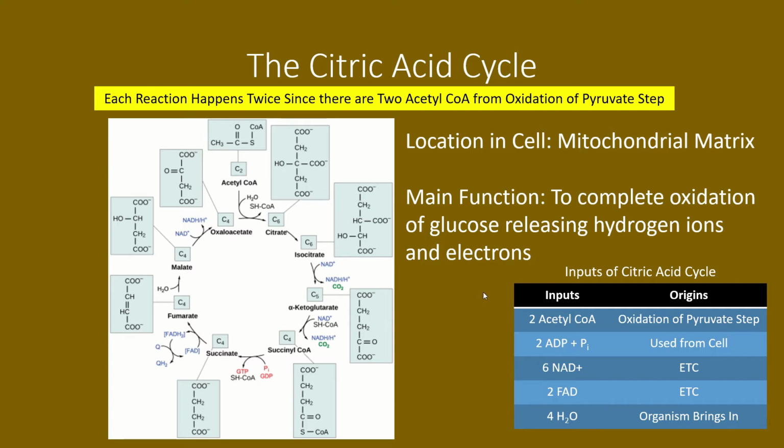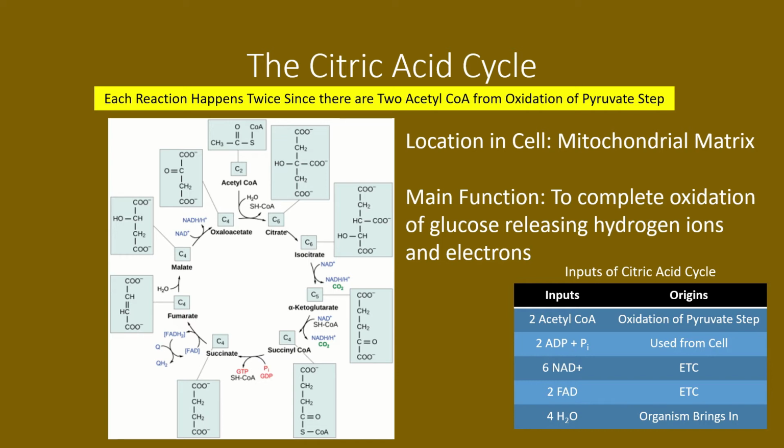The main function of the citric acid cycle is to complete the harvest of all of the hydrogen ions and electrons that we can get from that original glucose molecule that started in glycolysis. These are then sent to the electron transport chain to help make ATP. The citric acid cycle requires the following inputs: two acetyl coenzyme A's, which came from the oxidation of pyruvate or transition step. We need two ADPs and inorganic phosphates, which are used by the cell and brought here to be recharged by substrate level phosphorylation.